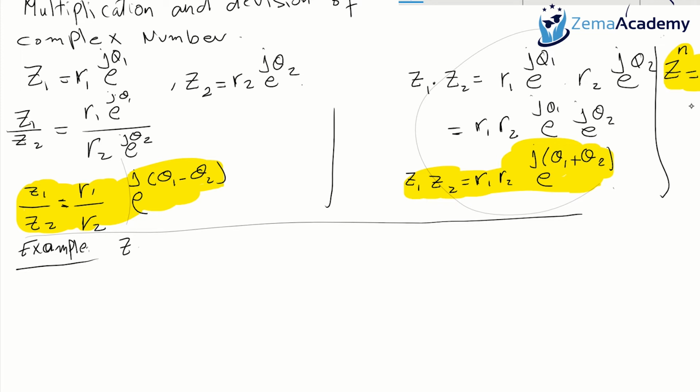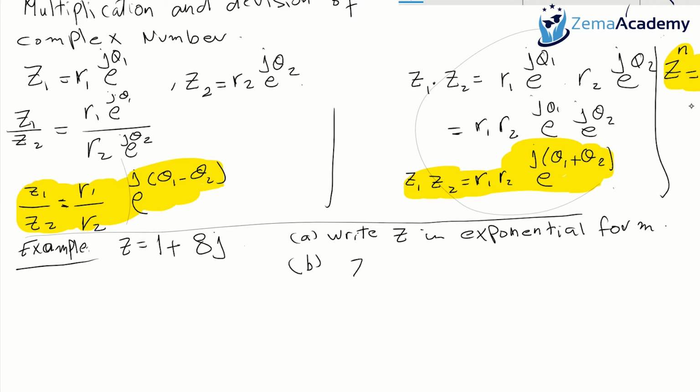If you have a complex number Z equals 1 plus 8j, the first question is: (a) write Z in exponential form, and (b) find Z to the power 11. Okay?